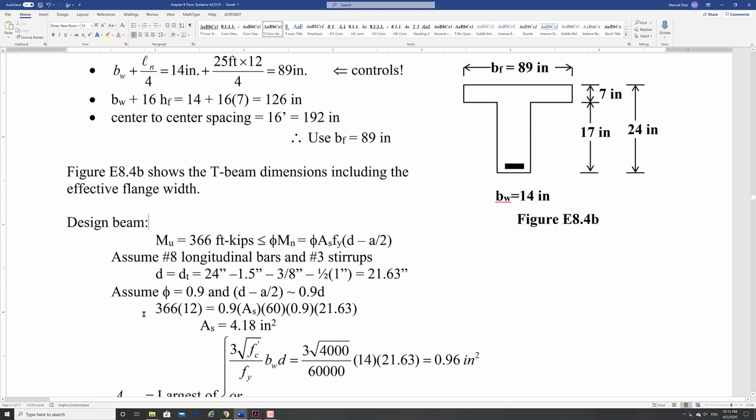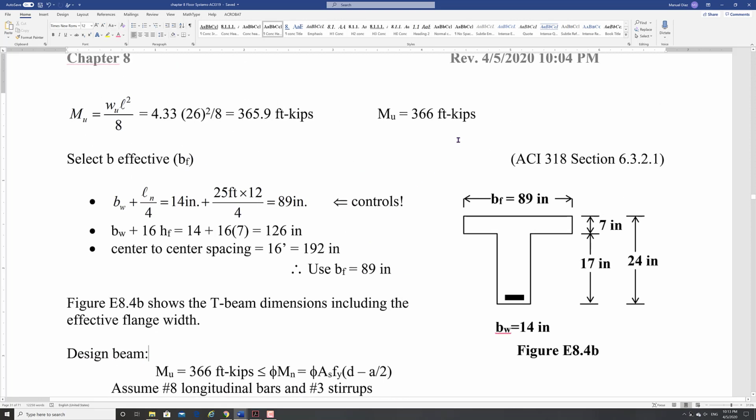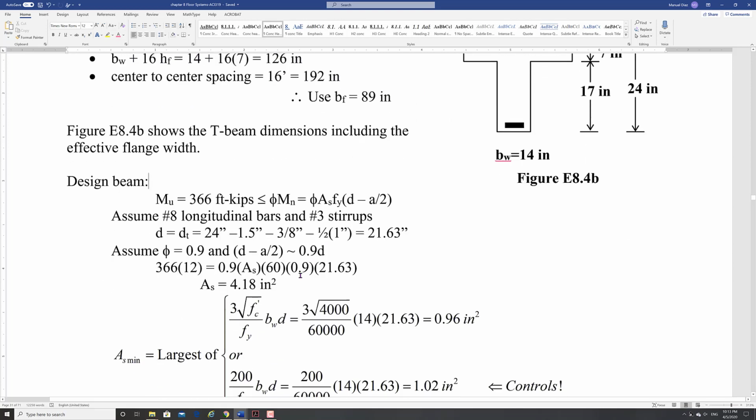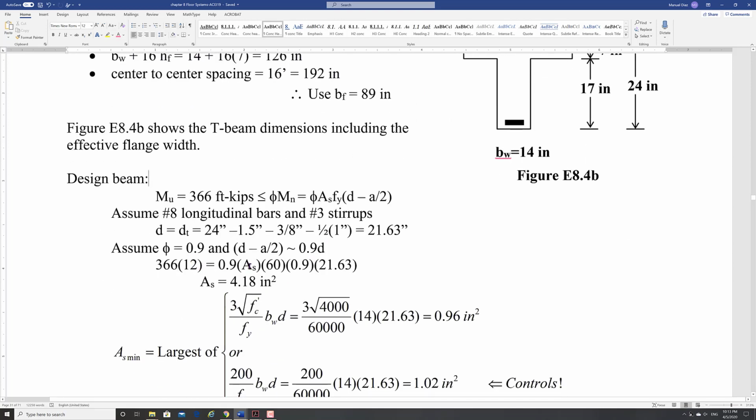All right. So you assume also a phi factor of 0.9. Multiply your moment times 12 to change this to inches. I mean, that's an error that happens quite a bit. You need to multiply by 12 because your area is going to be in inches. So you have to add the 12. All right, so that gives me As for 18.